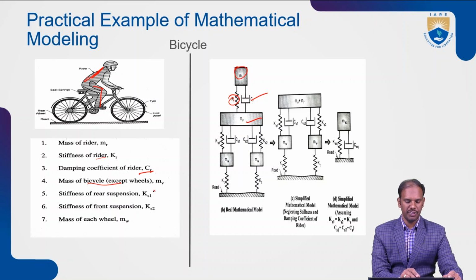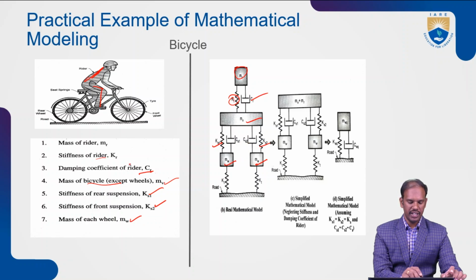That is the mass of the full vehicle except the wheels, and the stiffness of the rear suspension and stiffness of the front suspension. So stiffness of rear and stiffness of front are connected here. And the mass of each wheel we have taken in terms of Mw. So here it is Cs1, Cs2, which is nothing but the damping coefficient of each wheel.